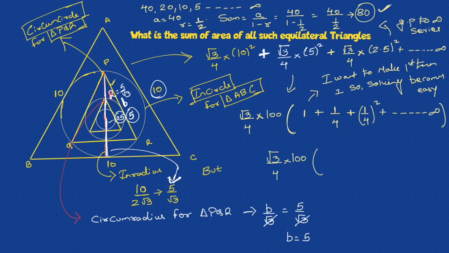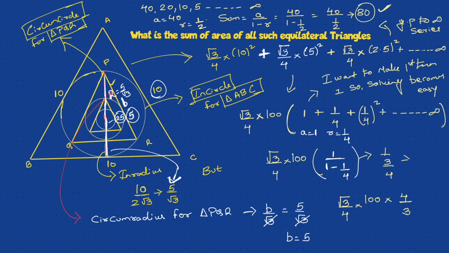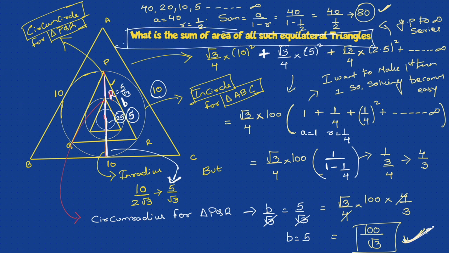Now if this is outside, this is nothing but a GP, where the first term is nothing but 1, and the common ratio, second term upon first term, is 1 by 4. Sum to infinity of this GP is a upon 1 minus r, that is 1 upon 1 minus 1 by 4. So it comes out to be what? 1 minus 1 by 4 is nothing but 3 by 4. It reverses and it becomes 4 by 3. 4 gets cancelled. The answer for this comes out to be 100 upon root 3, and that is your final answer. Sum of area of all these equilateral triangles is 100 upon root 3. That's an application of equilateral triangle.